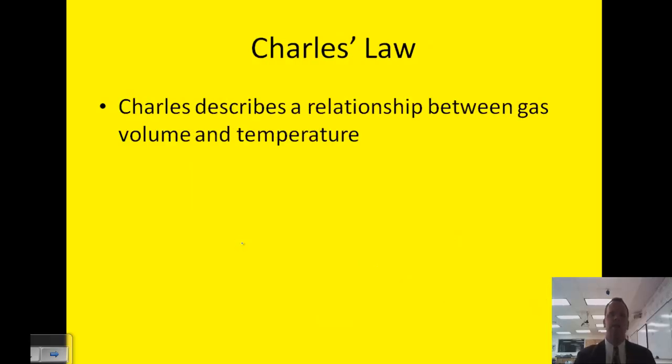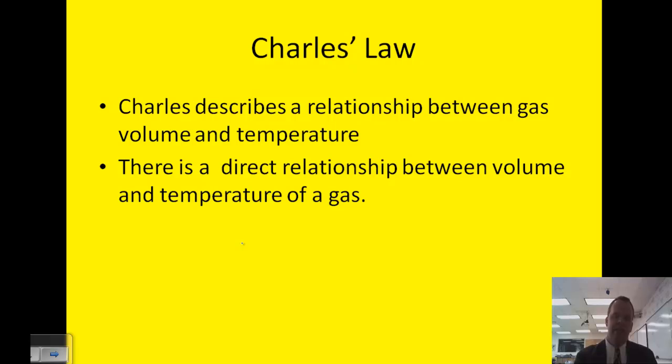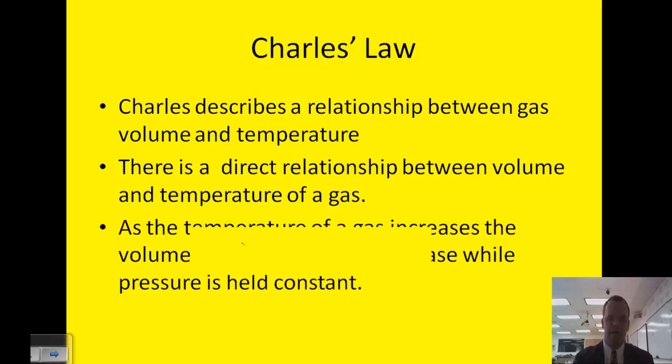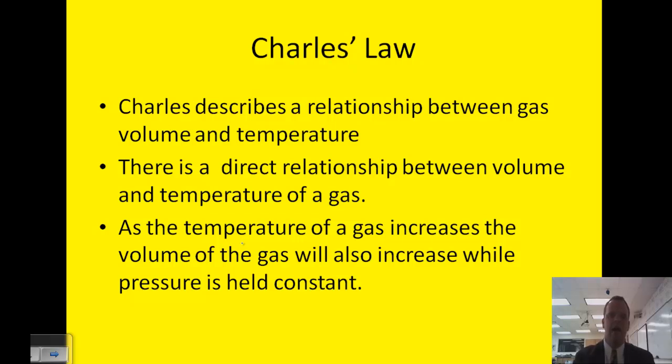Now, Charles's law looks at the relationship between volume and temperature. Gas particles, if they're moving faster, are going to take up more space, not less space. So there's a direct relationship between volume and temperature. You slow the gas particles down, they come closer together. You speed them up, they get further apart. If you're holding the pressure constant, now we have to have a constant pressure for this to work.